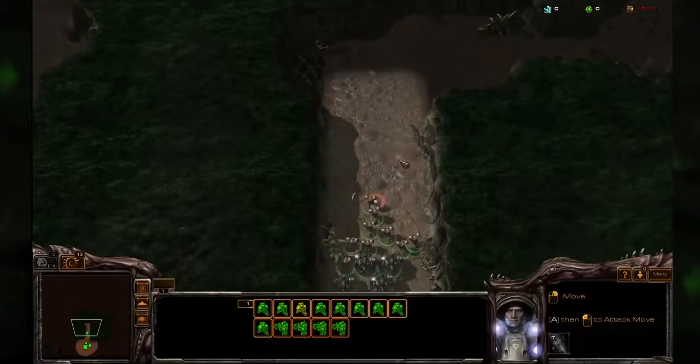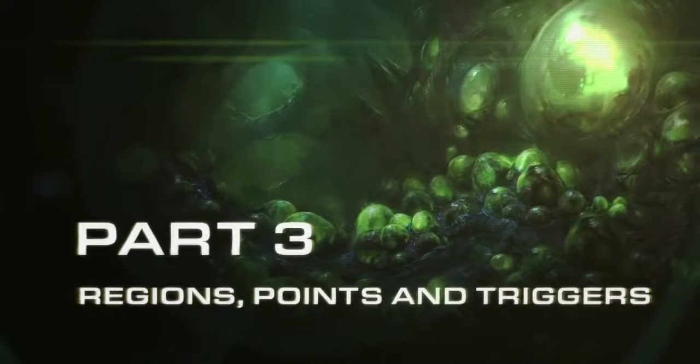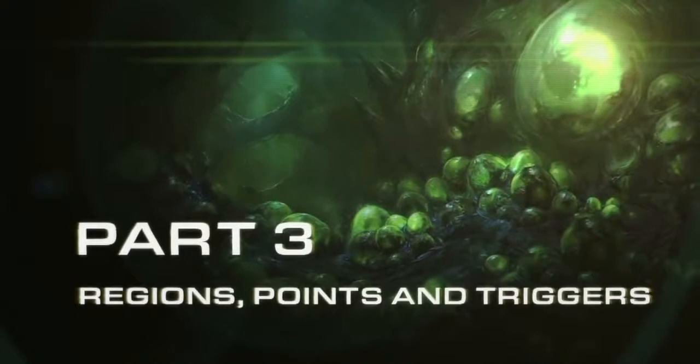Booyah! All right, so we've got a good start on our map now. In part 3, we're going to learn about regions and points and triggers and set up the Hydralisk ambush event. So in this next part, we're going to start working with the trigger module and learn about regions and points and set up the Hydralisk ambush event.